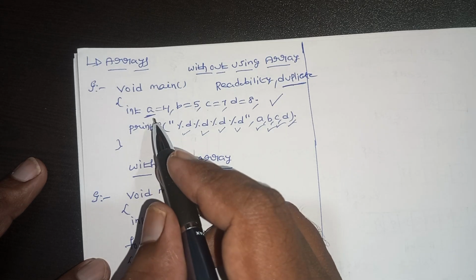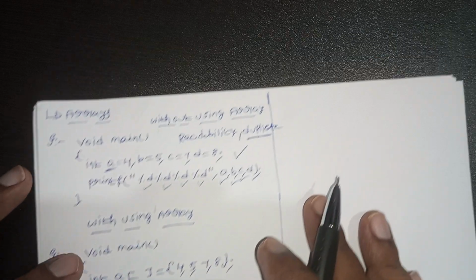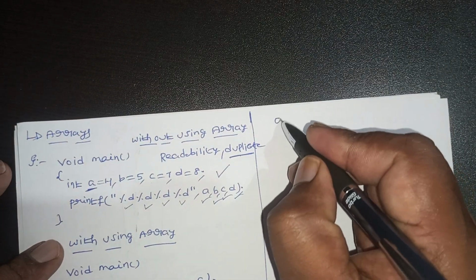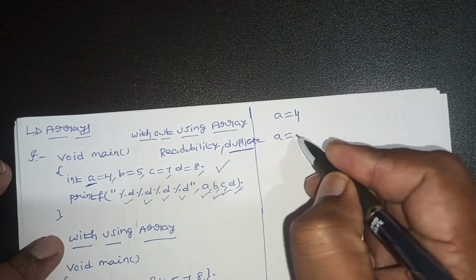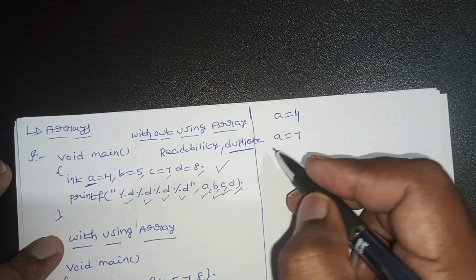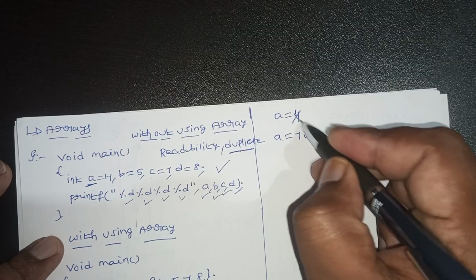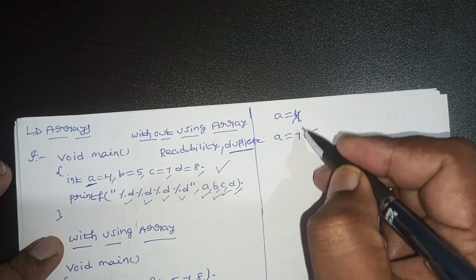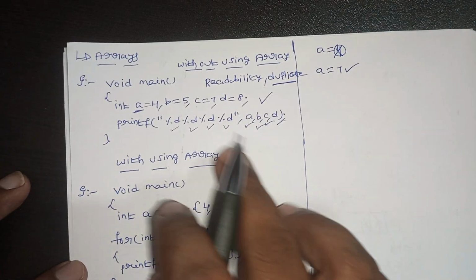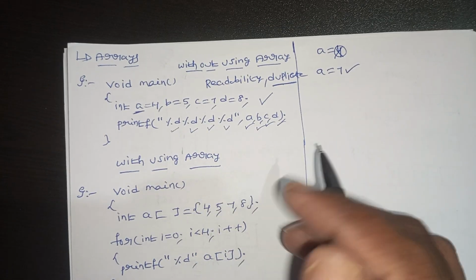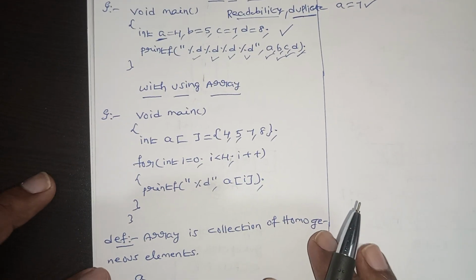When there is a duplicate variable, there is a chance of overwriting. What is the overwriting here? For example, if I take a equal to 4, and after some time I take a equal to 7, then what is the value of a? It is 7, not 4. It means the 7 is overwritten on this value. That is called overwriting. So there are many problems, and the main reason is the readability problem. Now we are going for using arrays.